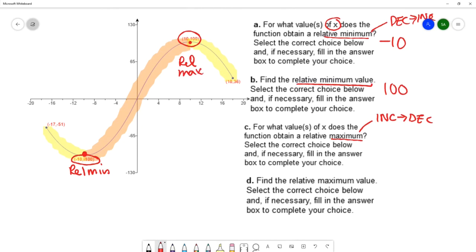So you can also look at your picture and notice that this is a little valley or a little dip, and this is a peak in the graph, and those will indicate your minimums and maximums. It's valley with an E. So the value of x where the relative maximum occurs will be at 10, and the relative maximum value, that is the y value, will be 100.